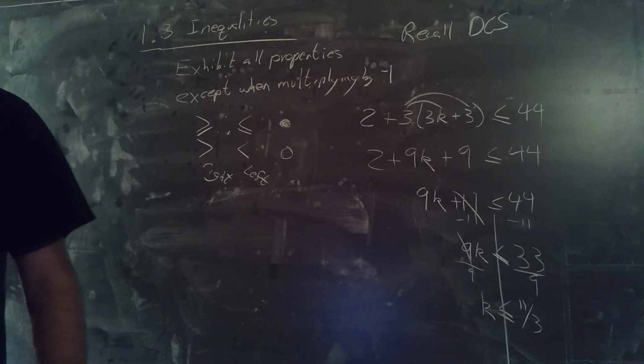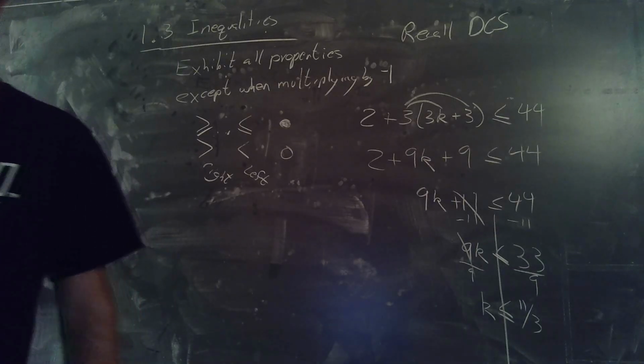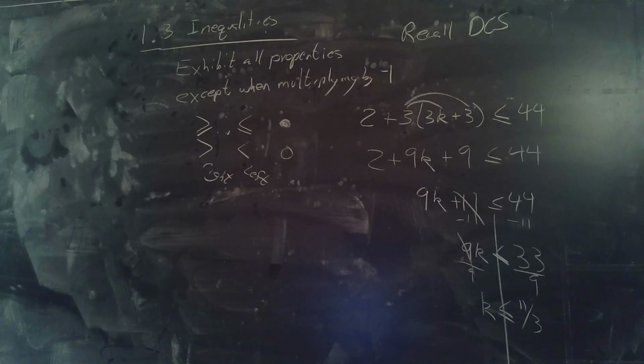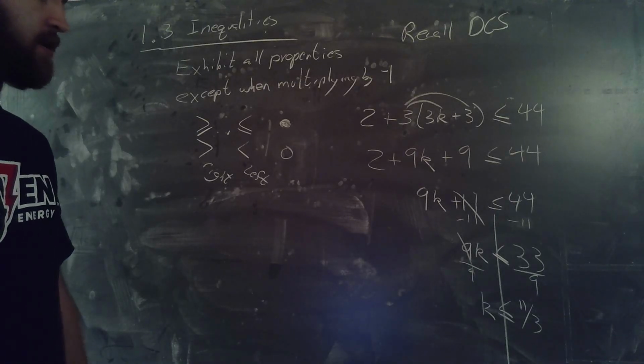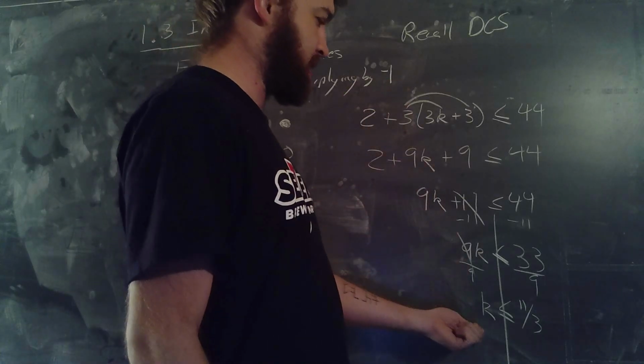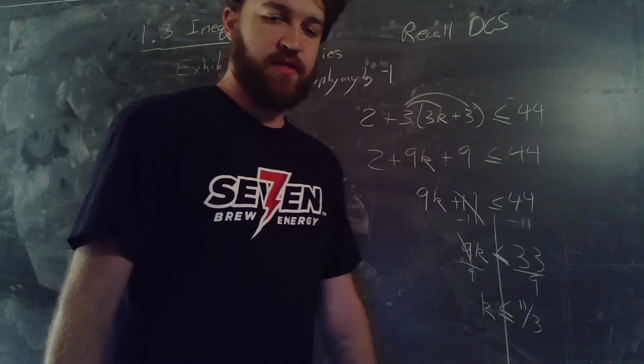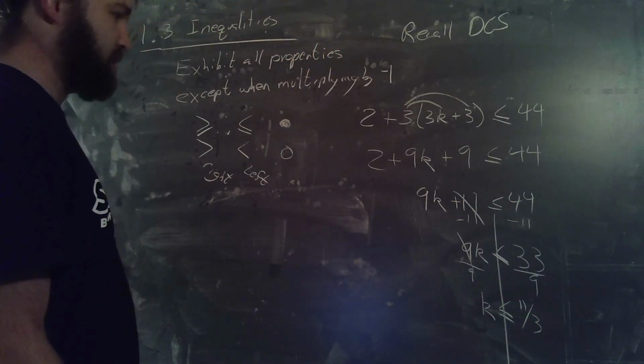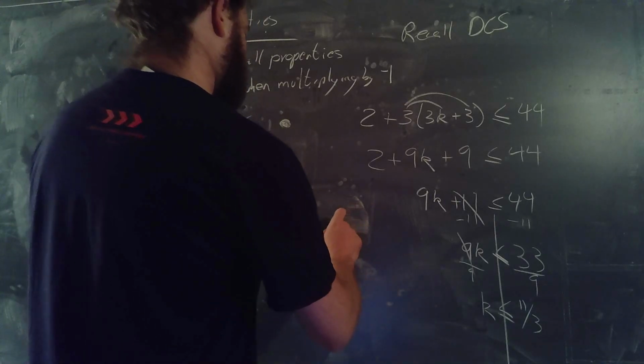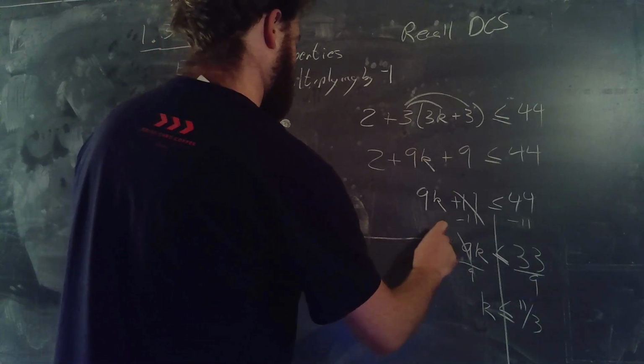Okay, and that is our solution. Now, one thing that's important to note here is when we solve an inequality, we get what is called set builder notation. In other words, the solution to this inequality is the set of k that is less than or equal to 11 thirds. But what we would like to do is graph these until we're familiar with what these inequalities mean.